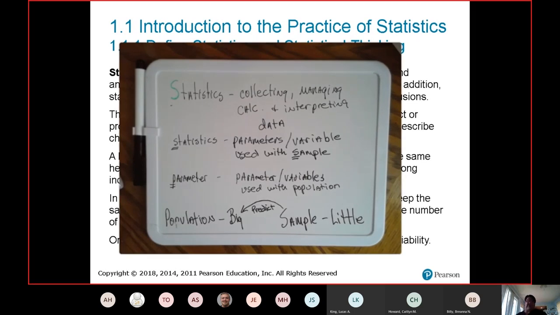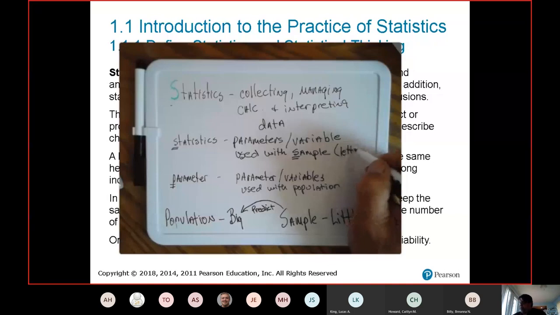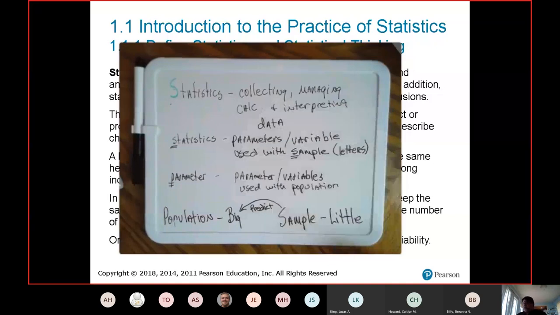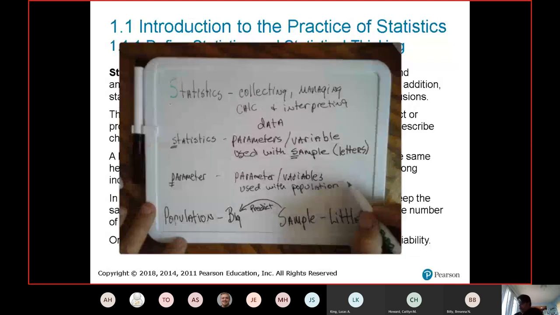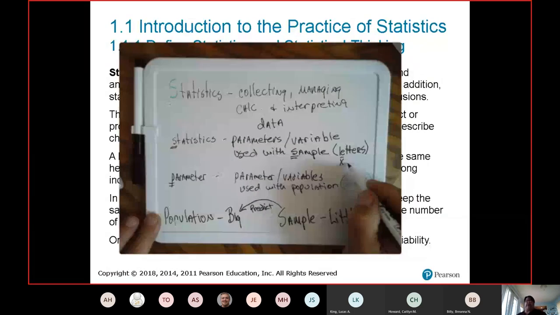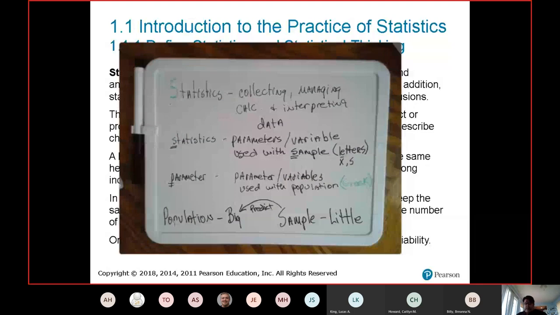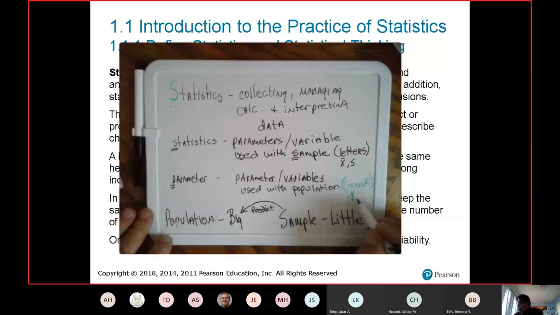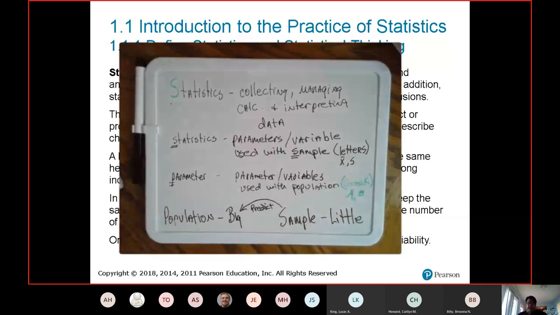Now, your statistics with a lowercase s are always going to be regular alphabetic letters. Has anybody had probability before? Can you tell me what the letters are with the parameter? Anybody? Just type it in if you know. What kind of letters are they? Dang old Greek letters. I'll give you two examples for the regular letters, X bar and S. That's your mean and your standard deviation of the sample. Mu and sigma are your mean and standard deviation for the population.